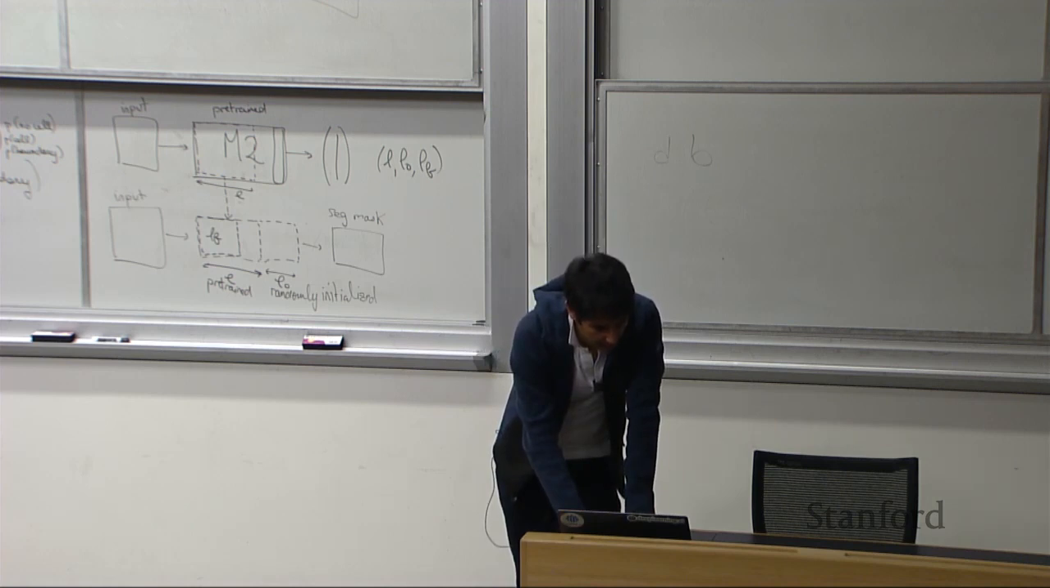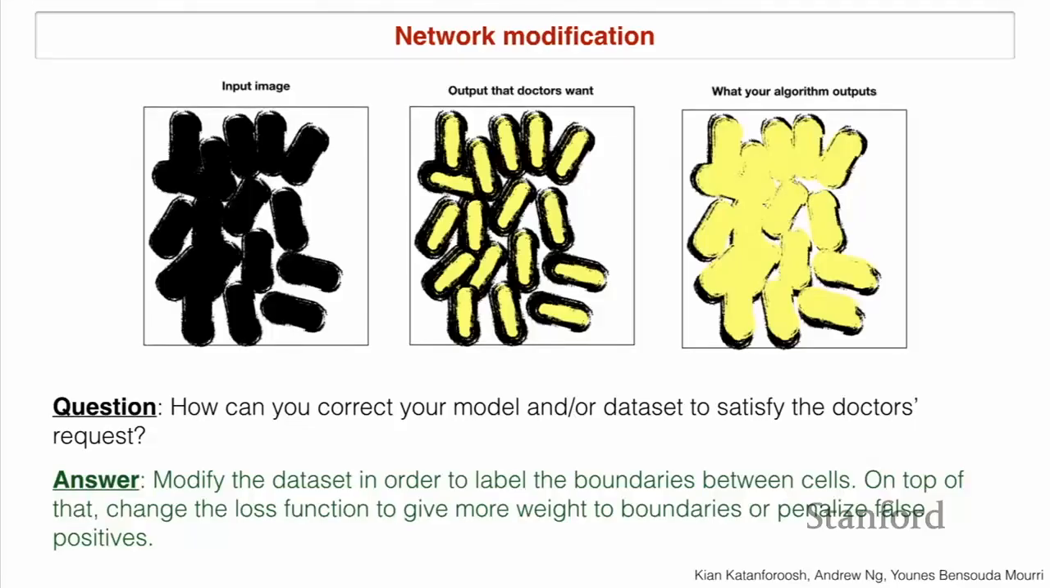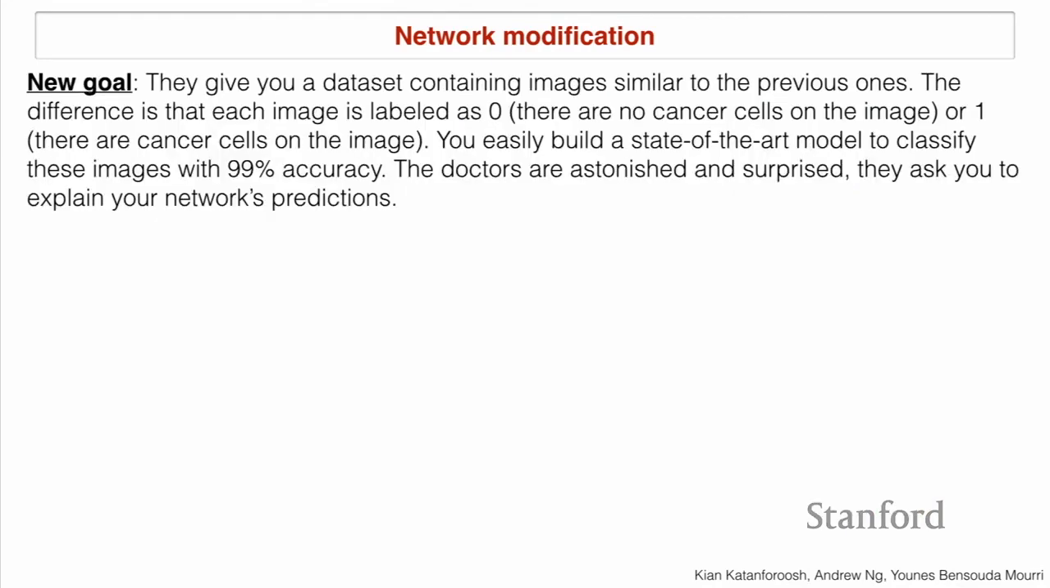So modify the data set in order to label the boundaries. On top of that, you can change the loss function to give more weights to boundaries or penalize false positives. Okay. We have one more slide, I think. So let's go over it.